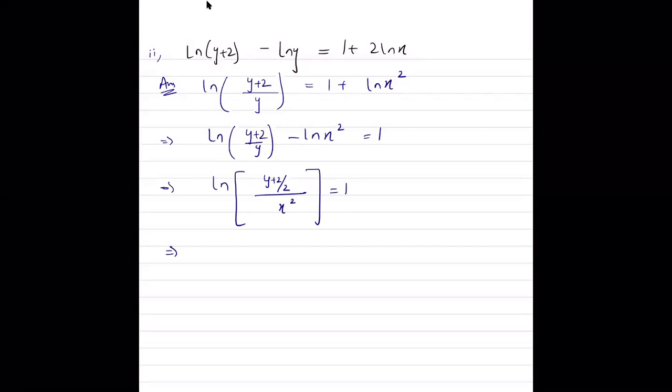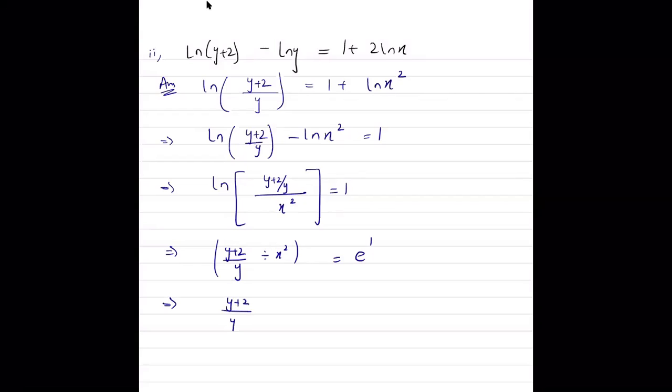Okay. Now, since I have one log left in the equation and I need to solve this log equation, that's only possible if I convert it into an exponential form. So e raised to the power of 1 must be equal to all of this. What happens to the y that's being divided by y plus 2 in the step before this? Yeah, sorry, y plus 2 is being divided by y. Yeah, I made a mistake. So y plus 2 upon y divided by x square equals e raised to the power of 1. Then this is going to be y plus 2 divided by y x square equals e to the power of 1.